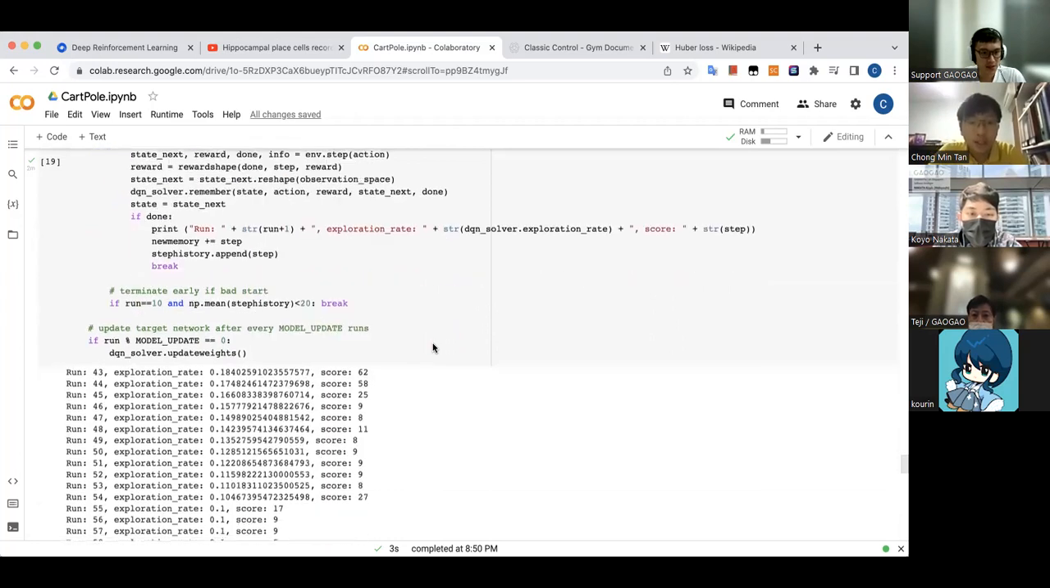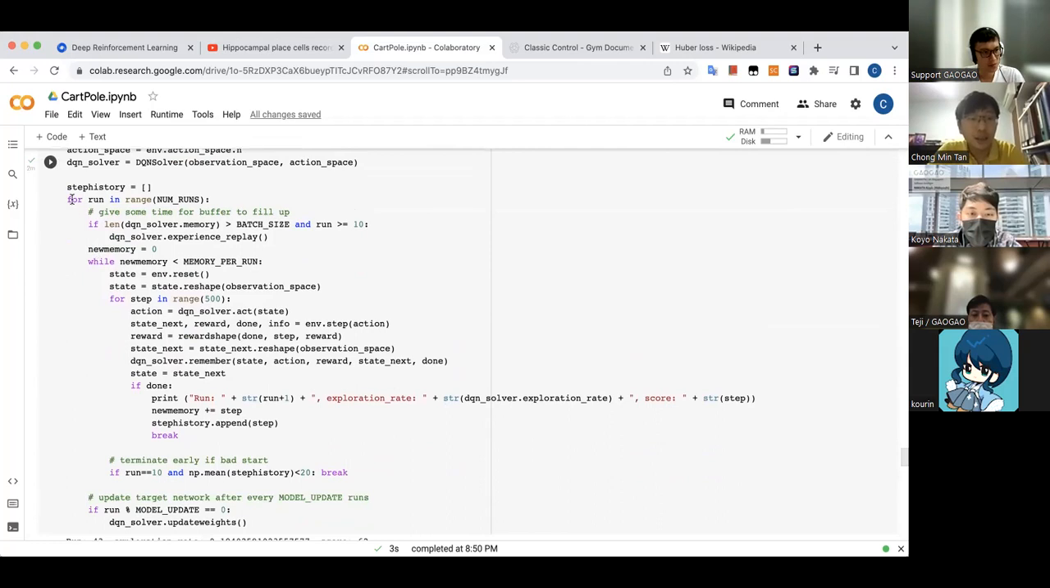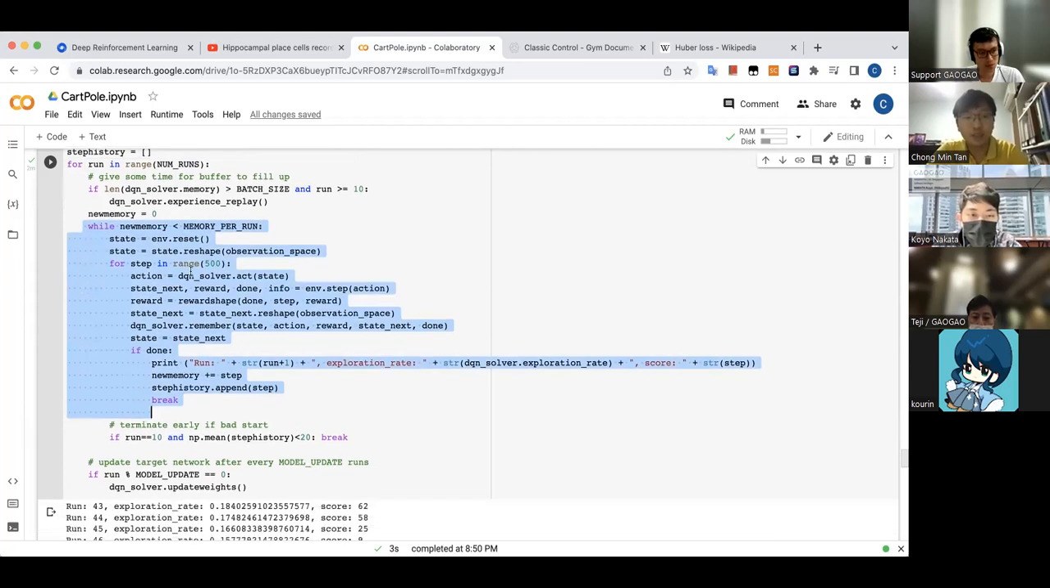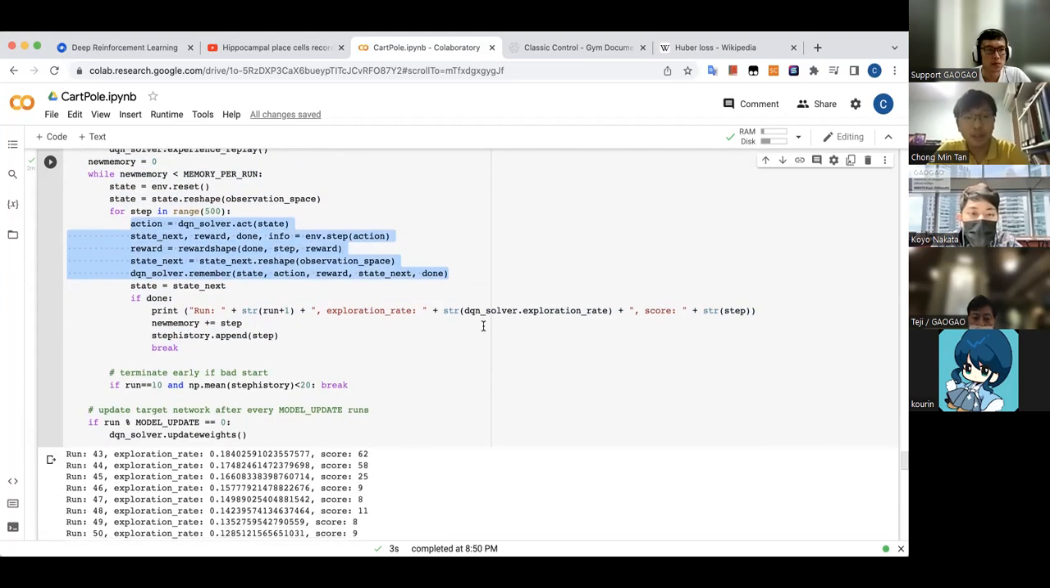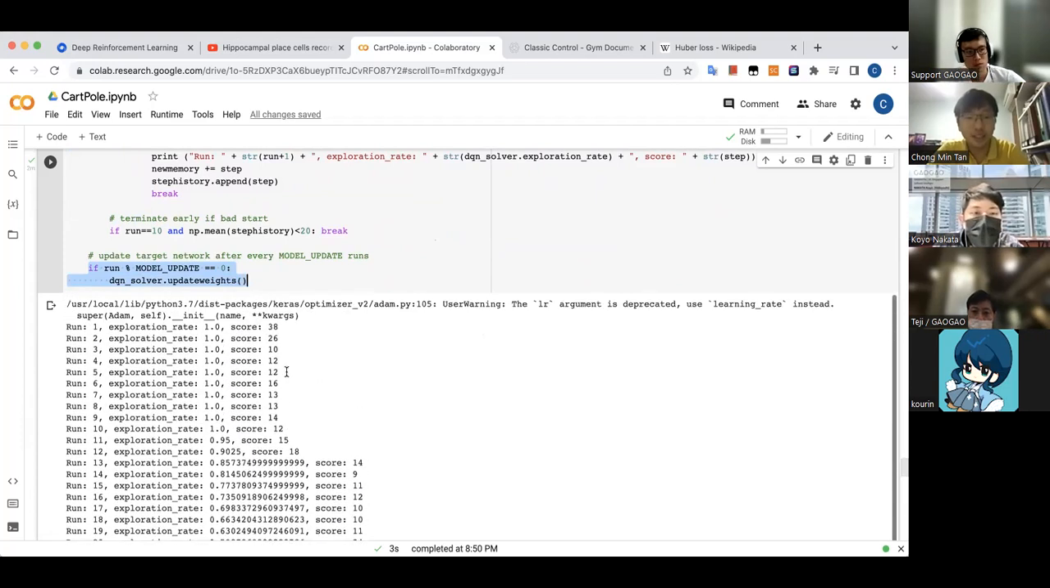Okay, yep. So I've actually run this code live, just that you couldn't see it. It's over here. So we run for like 100 runs, and then we just see basically if we have enough memory, we do the experience replay, and then after that, we gather memory per run. Over here I just put it as 1 to make it faster. So at each step we just store the transition into our memory. And then after a certain number of runs, we update the target network.